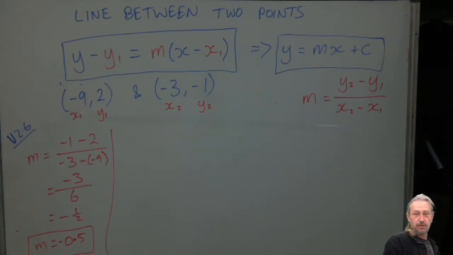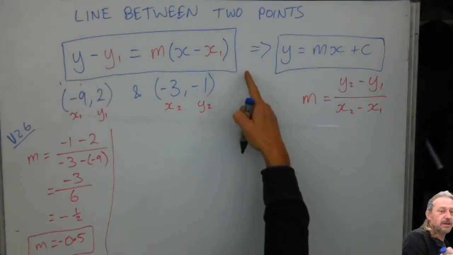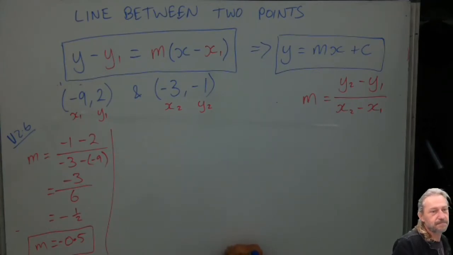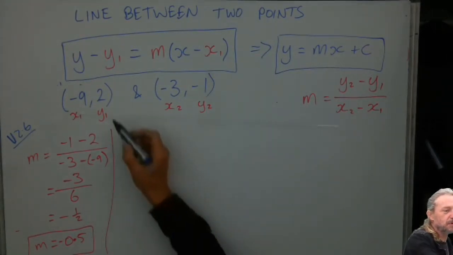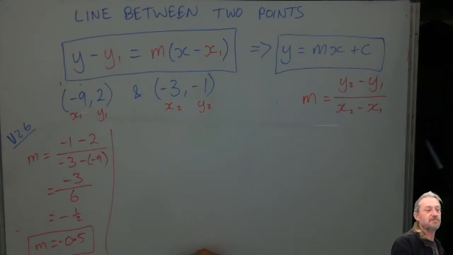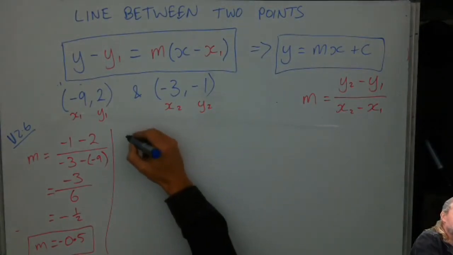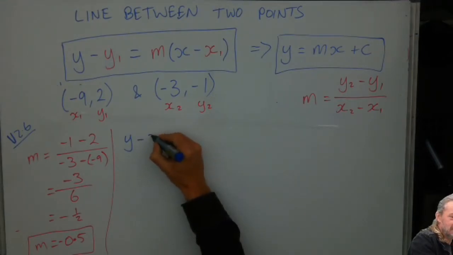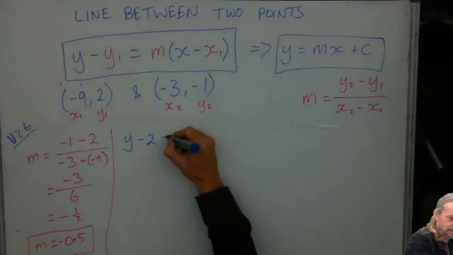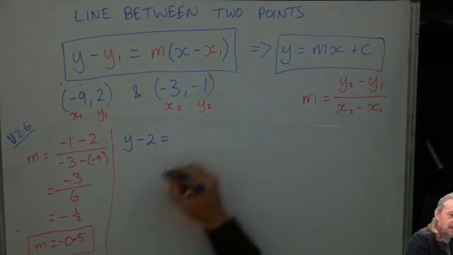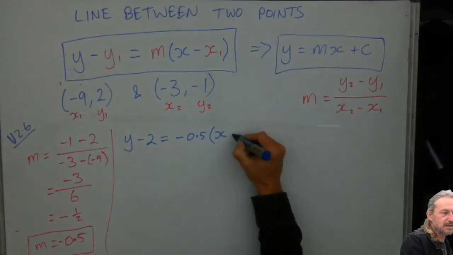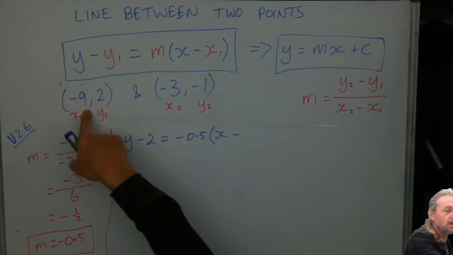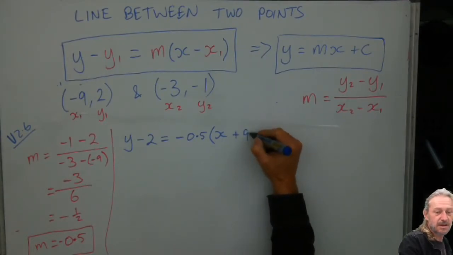Okay, so now in blue we're going to substitute. Let's use this one, for no reason at all. Probably because we've got a positive number in there. It's probably easier than 2 negative numbers. So we've got y take away 2 equals our gradient negative 0.5 times x take away negative 9, so that's the same as plus 9.